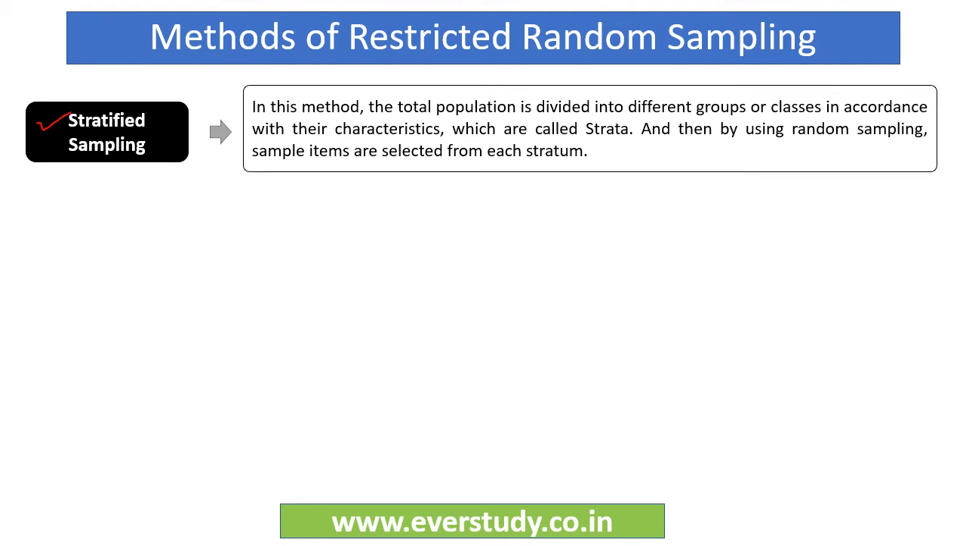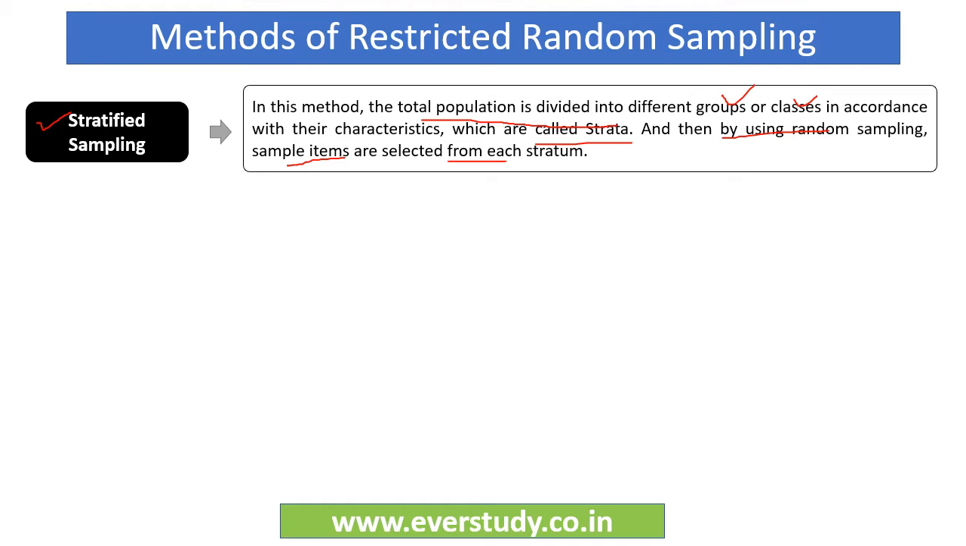So, under this method, the total population is divided into different groups or classes in accordance with their characteristics, and these groups or classes are known as strata. It means that the population is first divided into homogeneous groups so that none of the groups may be missed. Within the groups, there is homogeneity, and between the groups, there shall be heterogeneity. And then by using random sampling, the sample items are selected from each stratum.